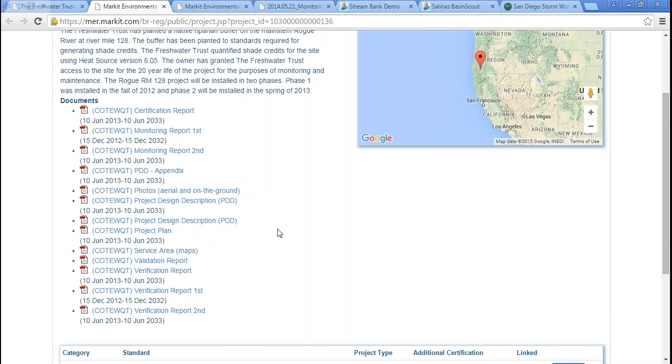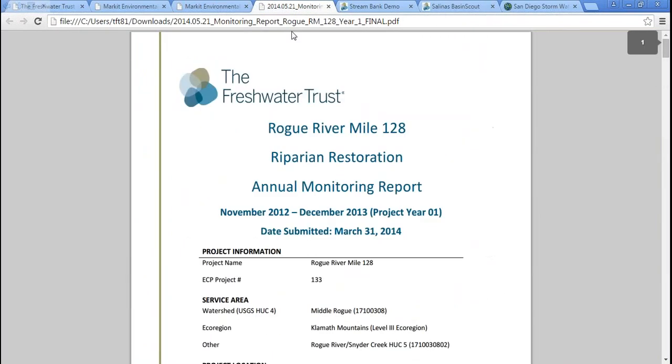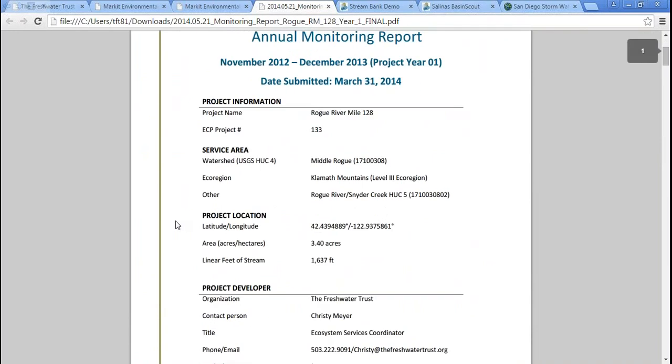Once we implement, there are project design descriptions, we get a third-party verifier in, and then each year we come back and develop a monitoring report. Looking at a monitoring report, just a quick example here, this is the second-year monitoring report for that first-year project that we did. I think what we want to demonstrate here is that there's a lot more information that we need to gather on whether this project is being successful or not.